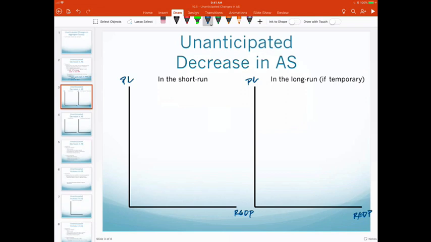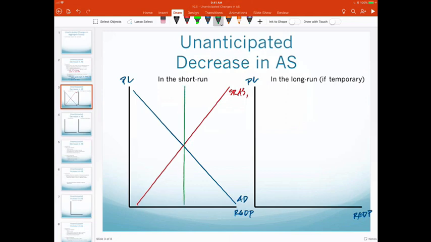Let's take a look at where we are initially. Let's draw in an aggregate demand curve. A short-run aggregate supply curve, something like this. SRAS. And let's label it with a 1, and let's put in our long-run aggregate supply curve, which could be about right here. LRAS. Okay, and we are here initially in long-run equilibrium.